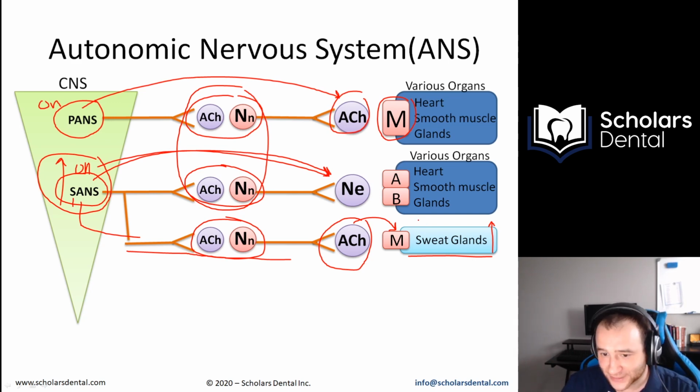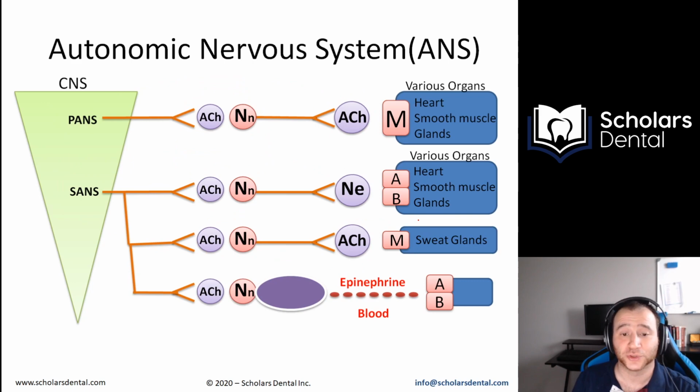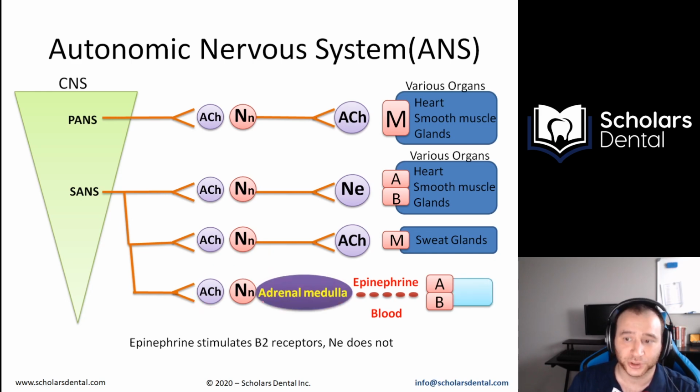Now, the sympathetic has one more tool it could use when it's turned on. Imagine the sympathetic system is kind of like a bigger corporation, it has more tools to use. The sympathetic system, instead of connecting with another neuron, actually connects with an endocrine gland. So what do you think that endocrine gland is? You can see here, the mechanism is still the same, acetylcholine to nicotine. And that endocrine gland is the adrenal medulla.